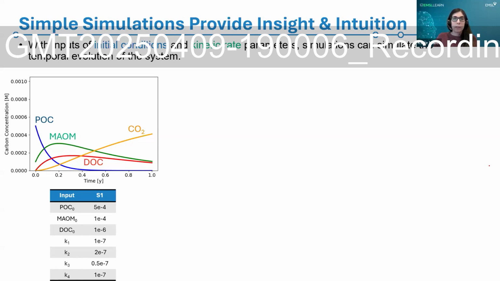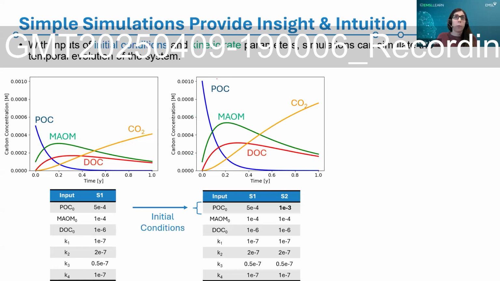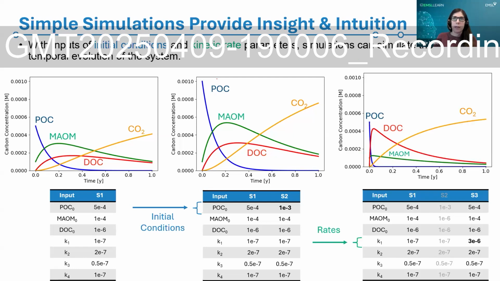And so once you have a simple model, you can start playing some theoretical simulation games. So for instance, let's find out what will happen in the system if you increase your POC concentration initially. So we can do that just by changing that initial concentration, which you can see in the table, but also visually on the plot as well. And you can see that the increase in POC ultimately affects those intermediate species as well as the overall CO2 production curve.